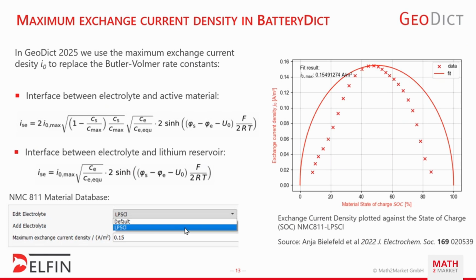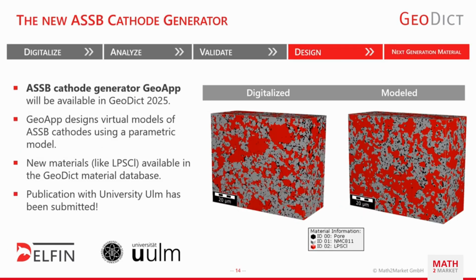Okay, these are some of the equations which get simplified, which I just mentioned beforehand. So this is the ASSB cathode generator, which has been presented by Orkun Furat from the University in Ulm before. This will be available in GeoDict 2025. So it will be shipped with GeoDict and you can use it and take a crack at it yourself, with the new model structure.